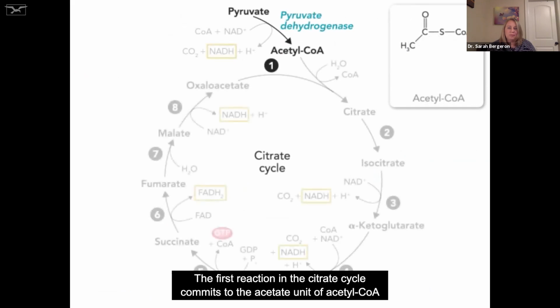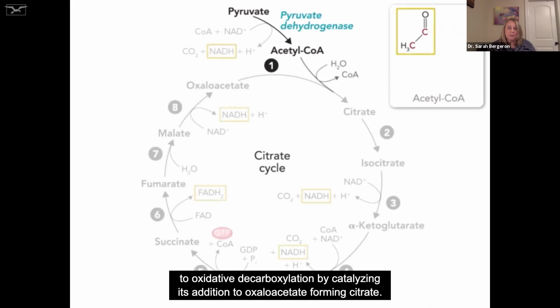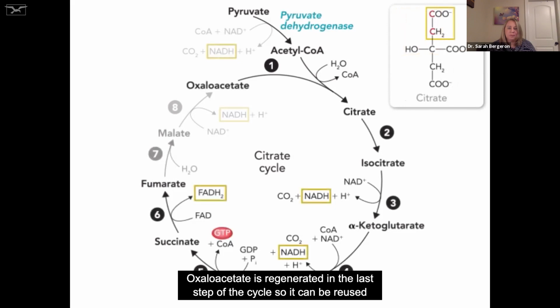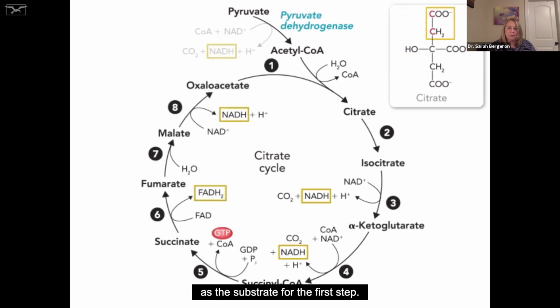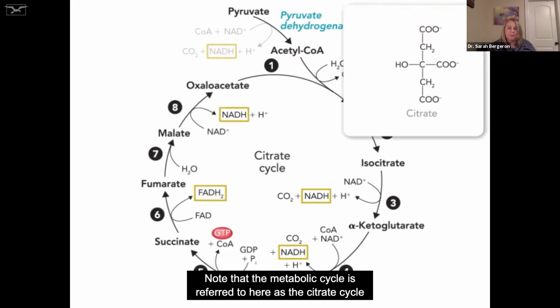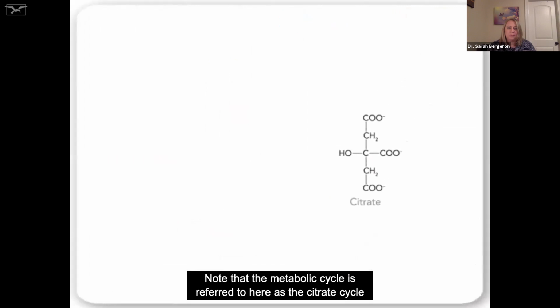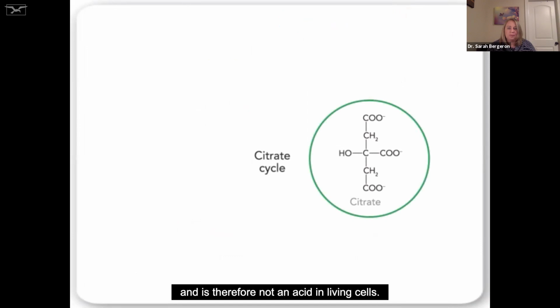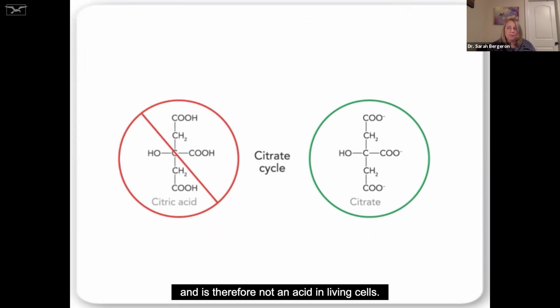The first reaction in the citrate cycle commits the acetate unit of acetyl-CoA to oxidative decarboxylation by catalyzing its addition to oxaloacetate, forming citrate. Oxaloacetate is regenerated in the last step of the cycle, so it can be reused as the substrate for the first step. Note that the metabolic cycle is referred to here as the citrate cycle, because citrate exists predominantly in the deprotonated form at physiological pH and is therefore not an acid in living cells.